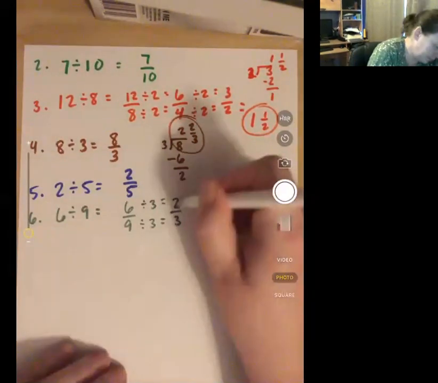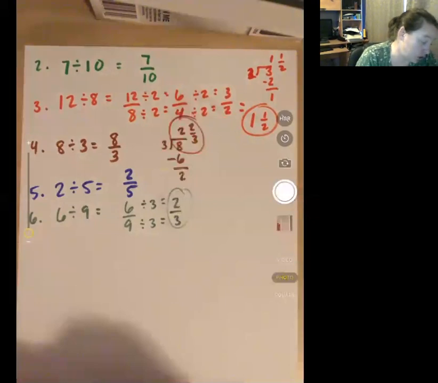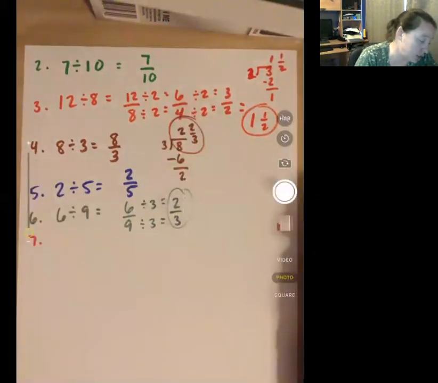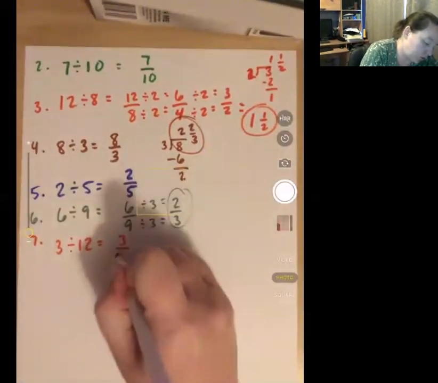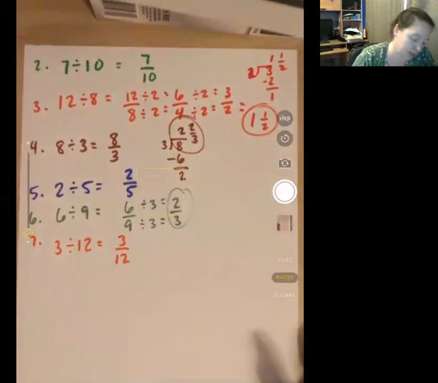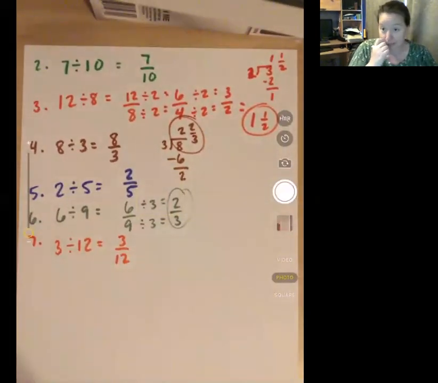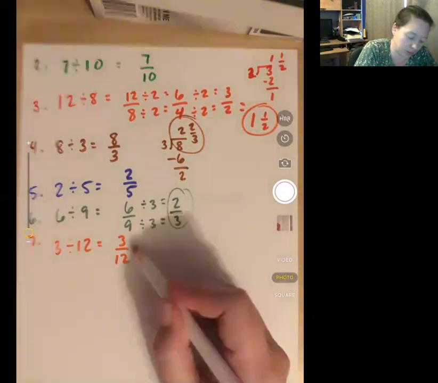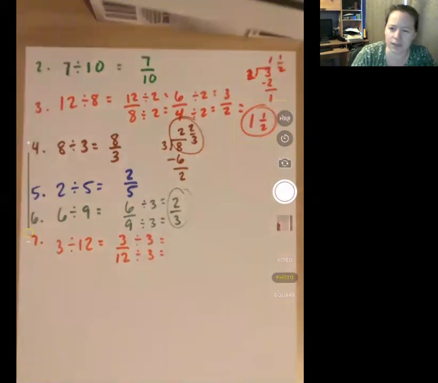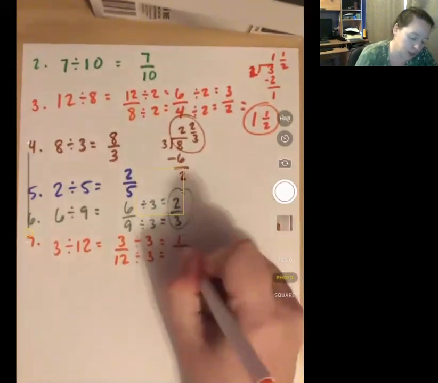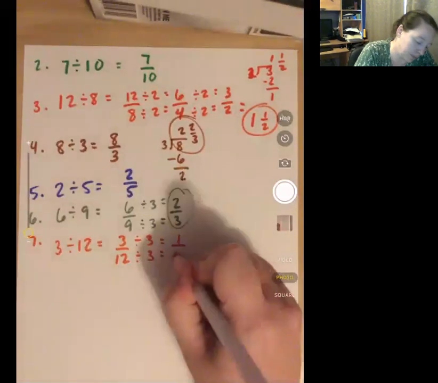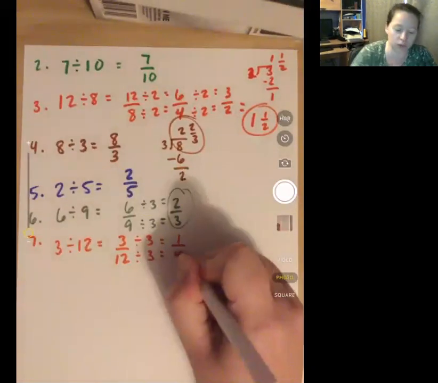Number 7. 12 students share 3 pizzas equally. What fraction of a pizza does each student get? 3 divided by 12 equals 3/12. I can take something out of there. I can take out a 3, so I'm going to divide by 3. 3 divided by 3 is 1. 12 divided by 3 is 4. 1/4 is what we're left with.